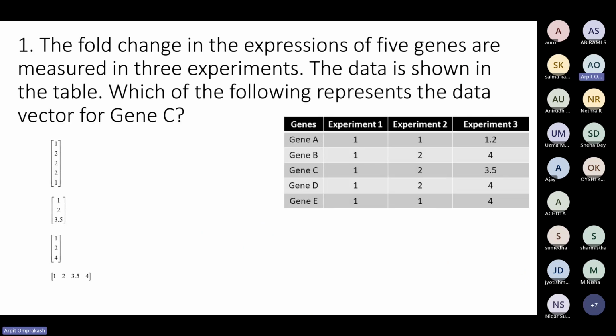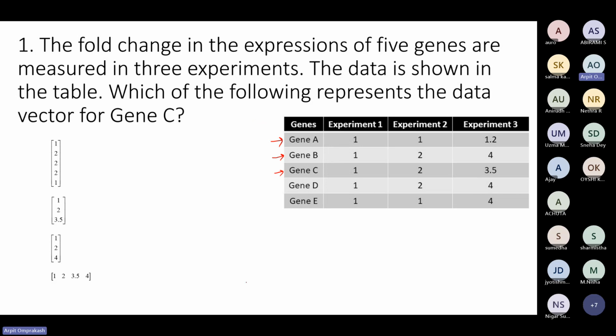So we have some practice questions. The first question is, the fold change in the expressions of 5 genes are measured in 3 experiments. So we have 5 genes as the rows here and 3 experiments as the columns here. The data is shown in the table. For gene A, we have all the values here for the experiments. For gene B, we have all the values here, gene C and so on. Which of the following represents the data vector for gene C?